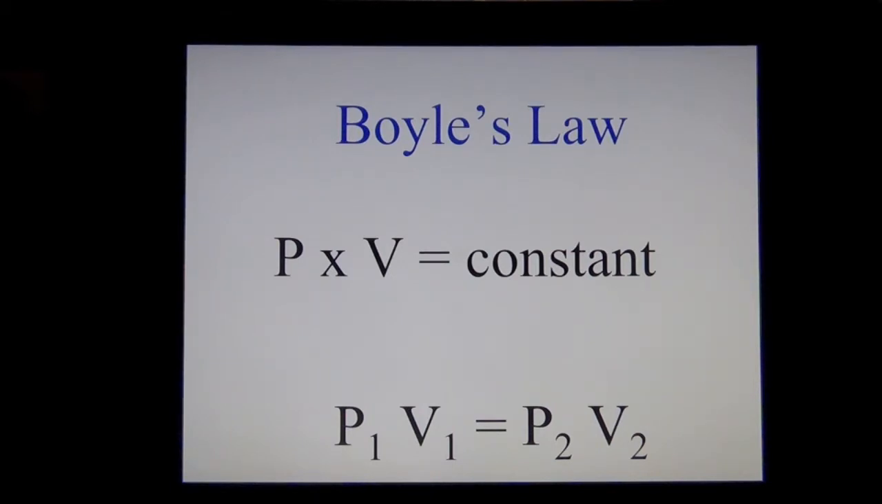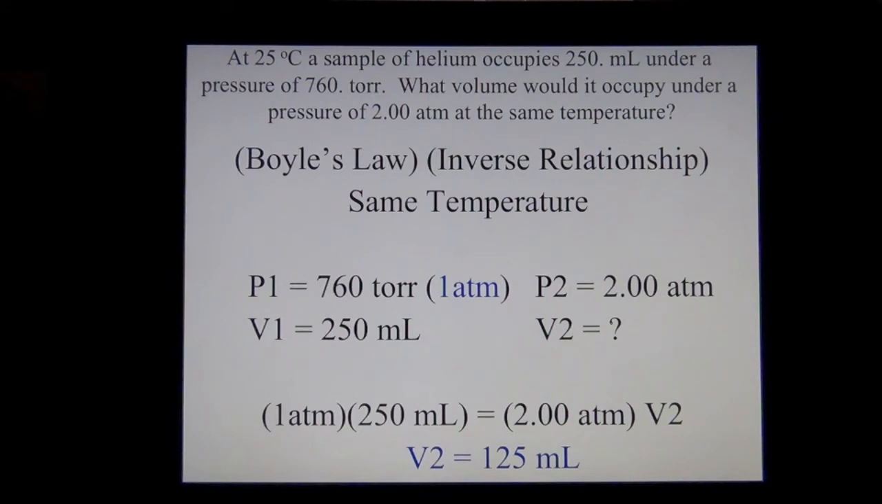So let's see how we can use this type of relationship for Boyle's law to solve a gas law problem. What we're looking at here is a gas under an initial set of conditions. It's at 760 torr and it has a volume of 250 milliliters. We simply want to know, if we change that pressure from 760 torr to 2 atmospheres, what would our new volume be? Well, the first thing we have to make sure of is that we have a common pressure unit.